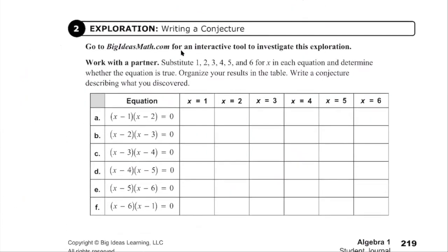So next, we're moving on to exploration 2, writing a conjecture. What we're going to do is substitute 1, 2, 3, 4, 5, and 6 in for x in each equation and determine whether the equation is true. We're going to organize our results in the table and then write a conjecture describing what you discovered.